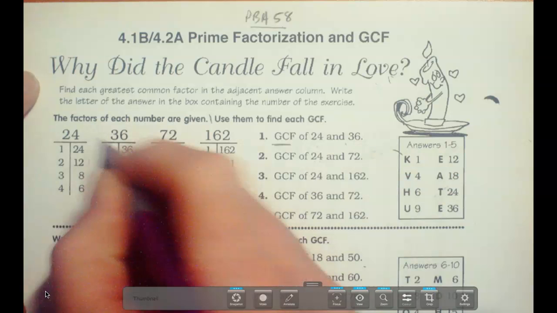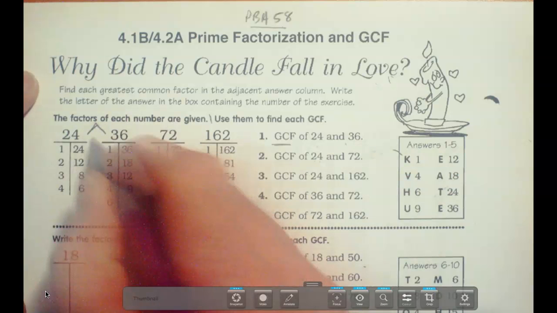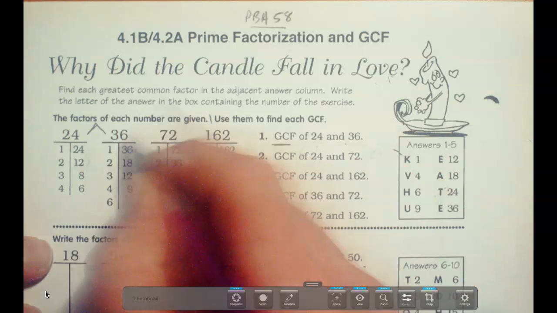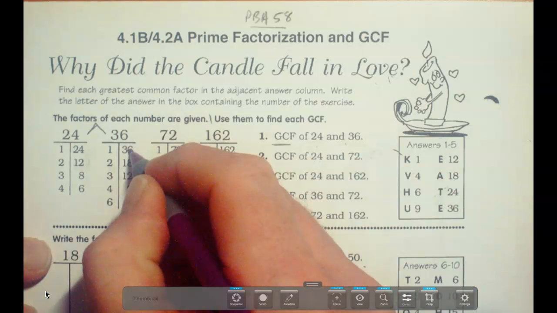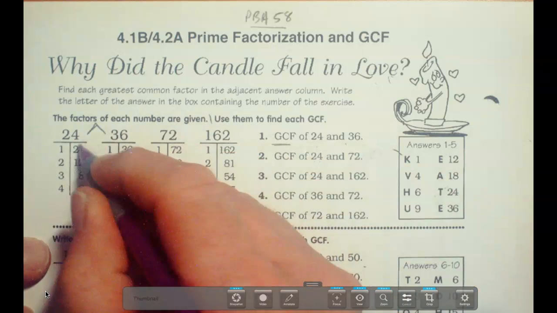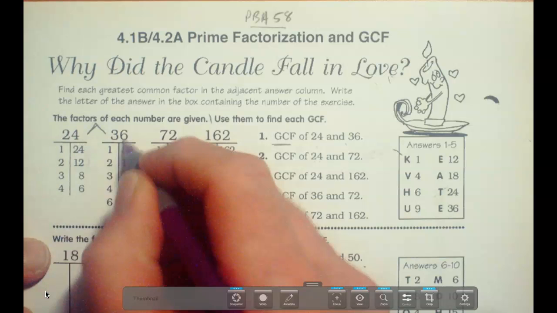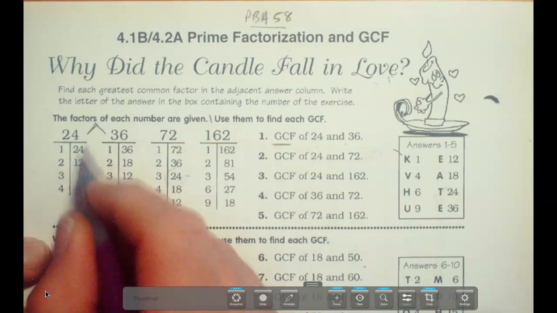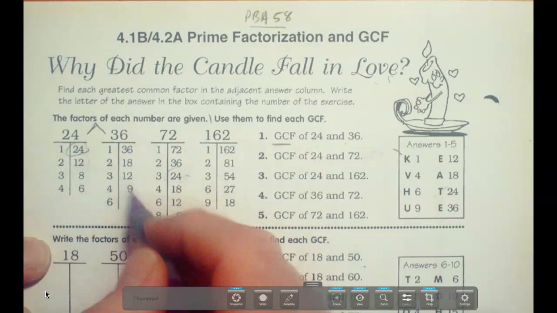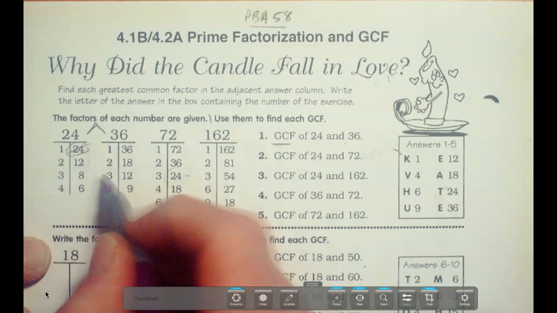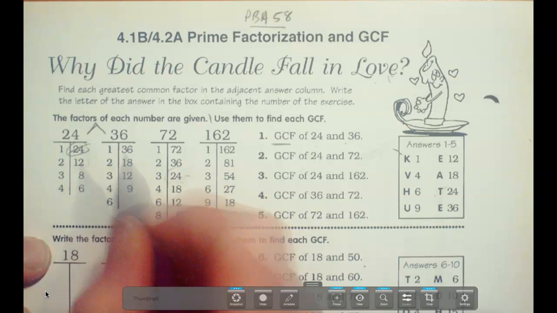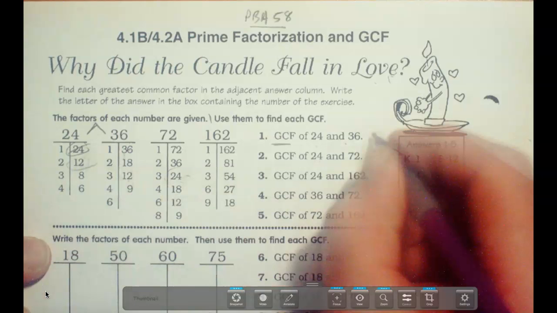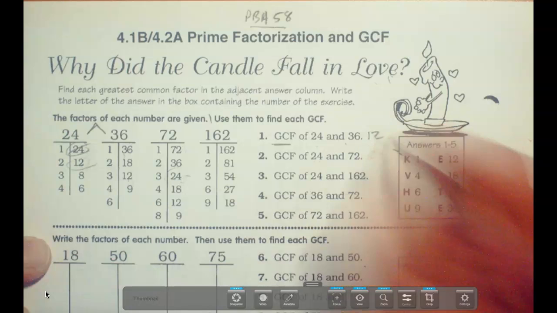Well, we're looking at these two numbers here. We know that it can't be 36. So when I'm looking for the greatest common factor, I always look at the factors of the smaller number because they're all possible because they're all smaller than the larger number. So look at 24. Does 24 go into 36? No, it doesn't. So it can't be 24. How about 12? Does 12 go into 36? And yes, it does. So the greatest common factor there is 12.